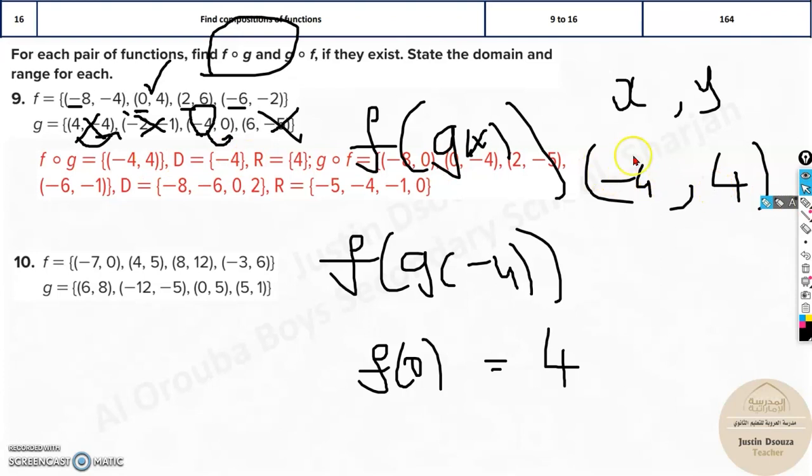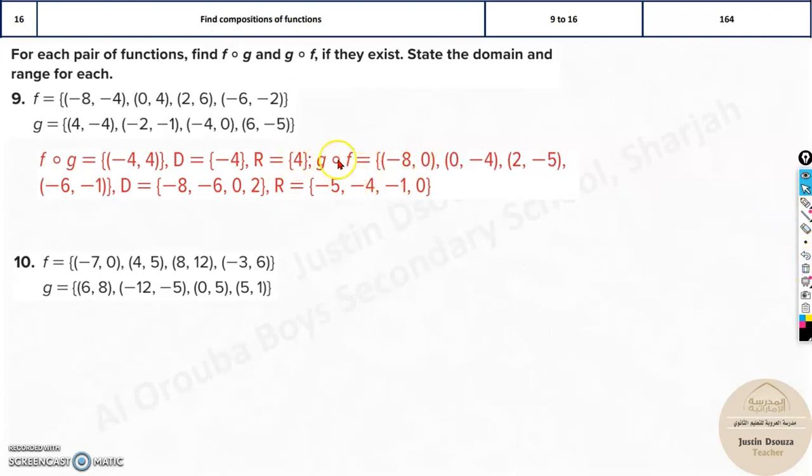So what is the domain? Domain is the x value. It is only minus 4. Range is the y value. It is only one value. That's it. Now if we compose the other way around, g of f of x, look over here, then so many values are there.